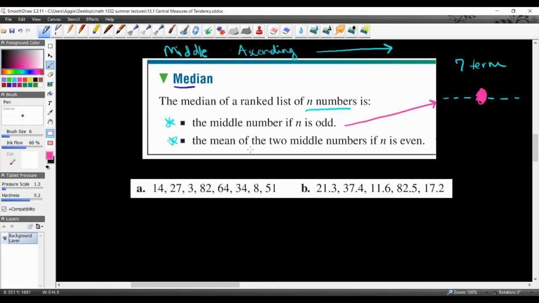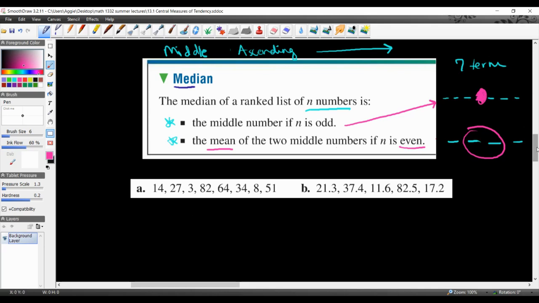Now, if you have an even number, okay, so let's say we're going to just do 4 terms, 1, 2, 3, 4. Well, there's not exactly a middle, so for this one, you have to take the average of these two. Okay, that's where it says it's the mean of the two middle numbers. So you would add these two and divide by 2, which is what we did on top, okay, on the mean part.